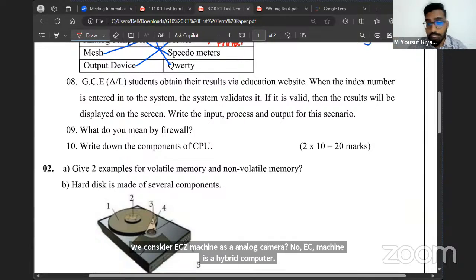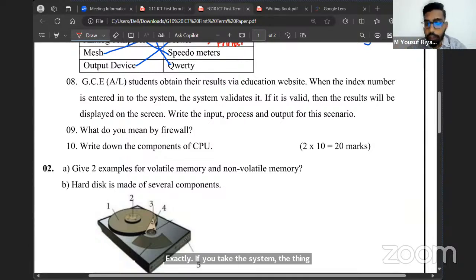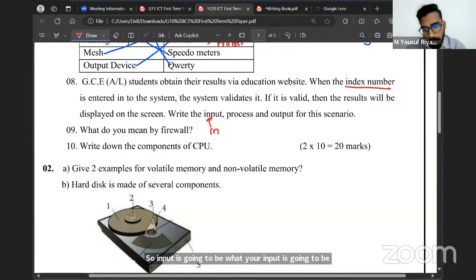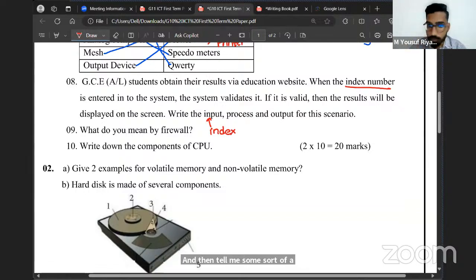Exactly. If you take the system, the thing you're going to give for the system is what? Your index number. So input is going to be what? Your input is going to be the index number. And then tell me some sort of a process this system is going to do.